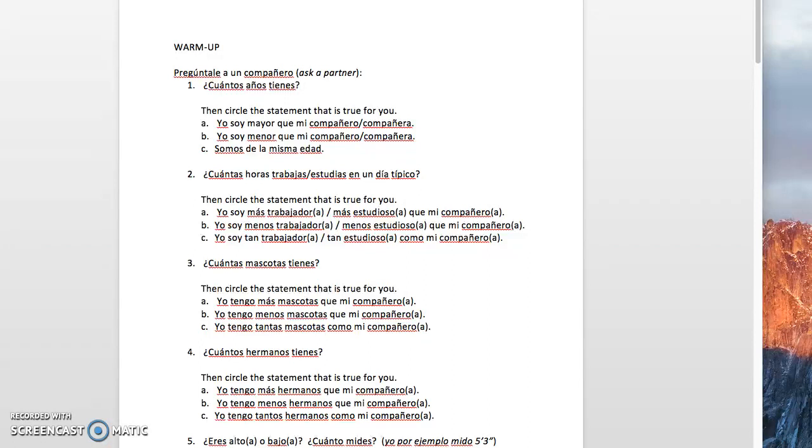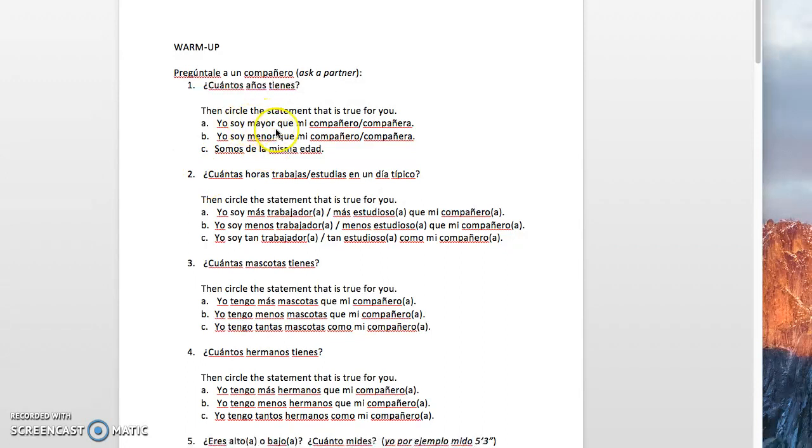available to you guys as well. So this was the warm-up. Número uno, ¿cuántos años tienes? So, if possible, find someone you can ask these questions. If not, just think of somebody and then decide which statement would be most appropriate for you. So imagine you're talking to somebody who says, Tengo 20 años. If someone told you tengo 20 años, decide which statement would be true for you.